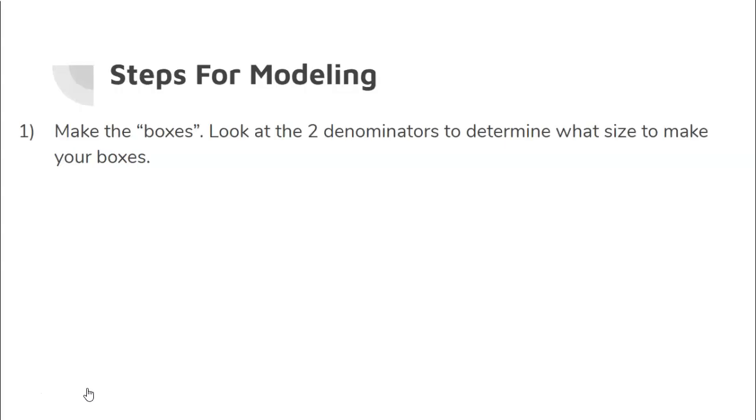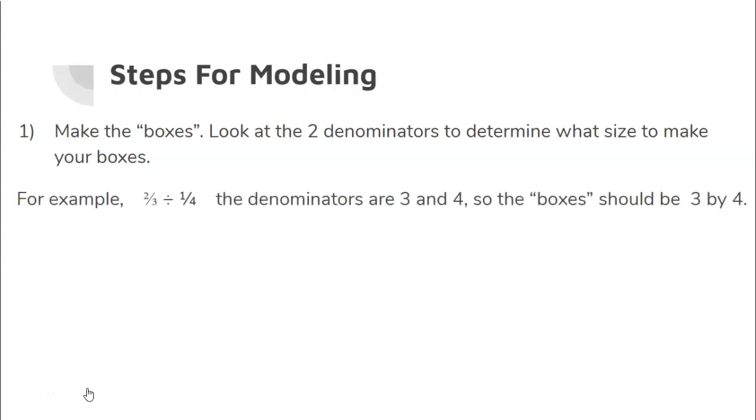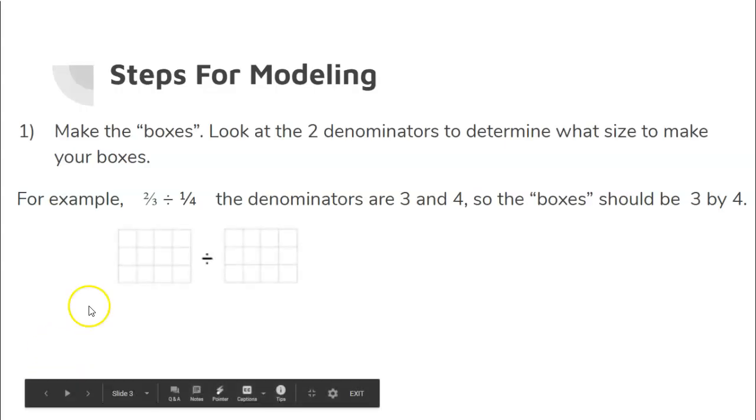We're going to look at the two denominators to determine what size to make the boxes. So for example, if I have 2/3 divided by 1/4, 3 and 4 are the denominators, so the boxes should be 3 by 4. It doesn't really matter if they're 3 across and 4 high, or 3 high and 4 across, as long as they're 3 by 4. So you can see here, we've got a 3 by 4 divided by a 3 by 4.